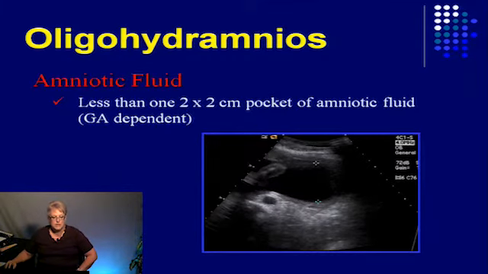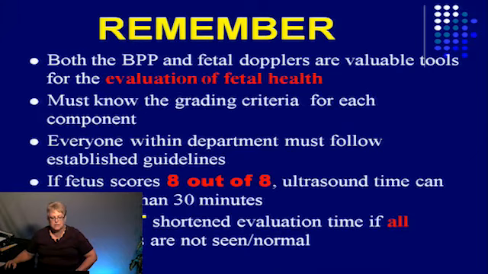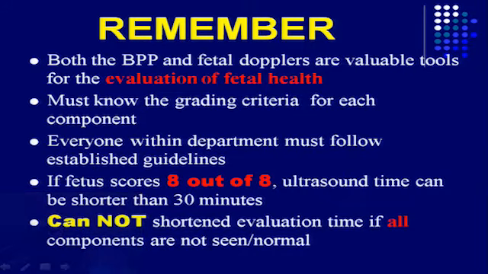So amniotic fluid, again, less than a 2x2 pocket. Again, gestational age dependent. And remember, for both the BPP and the fetal Dopplers are valuable tools for the evaluation of fetal health. You must know the grading criteria for each component. Everyone within the department must follow the same guidelines. If the fetus scores 8 out of 8, ultrasound time can be shorter than the 30 minutes, but you cannot shorten the time if all the components have not been seen.